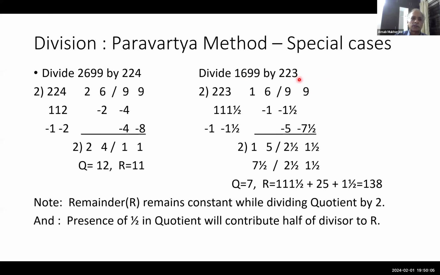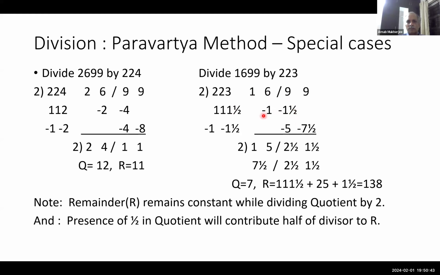1699 divided by 223. Earlier I divided by 224. It is an even number, so when it is halved, there is an integer. But the problem comes when it is halved, it became 111 half. We keep it along with 1, so it is 1.5. So it is actually minus 1 minus 1.5 more than 100. So it is minus 11.5 more than 100. So this minus 11.5, 1 into that, minus 11, 1 minus 1 minus 1.5.